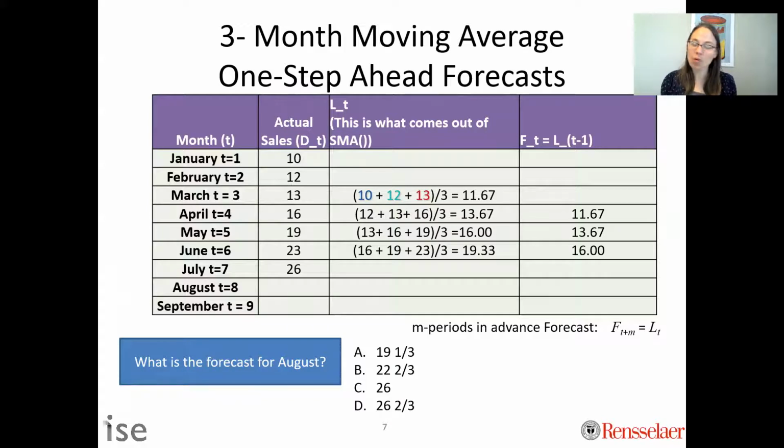My question for you is, what is the forecast for August? Please tell me, what is the forecast for August? I would like you to pause the video, do your math, and then come back and see if you got the right answer.